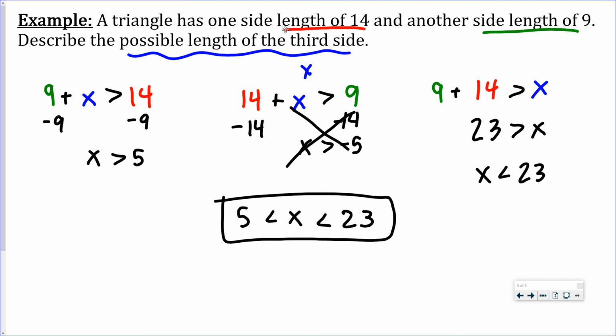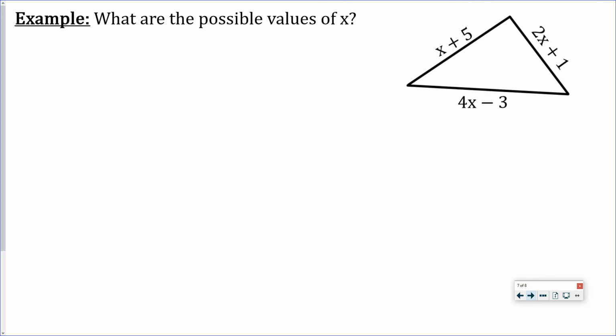Oh yeah, we got a good Algebra 1 next. Give it to me. What are the possible values of x in this triangle? Okay, let's color coordinate my sides here. I have an x plus 5, 2x plus 1, and a 4x minus 3.